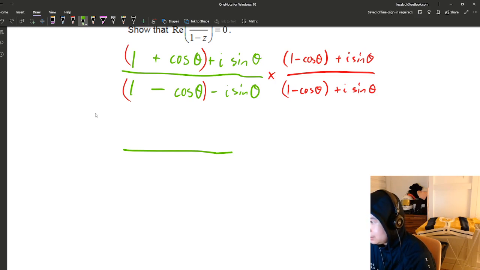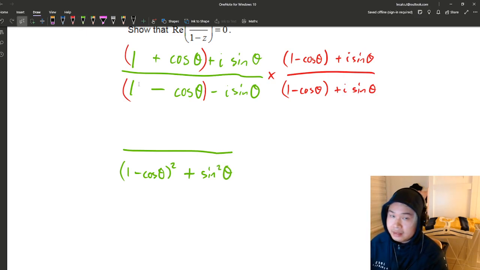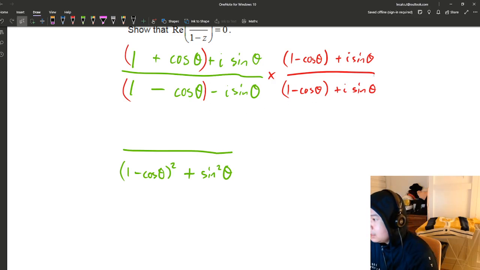Okay, so down below I'll have 1 minus cosine squared plus sine squared theta. So this will make a difference of squares like that when you multiply the conjugates, and then over here, if I multiply this out, okay, I'll just write it out.